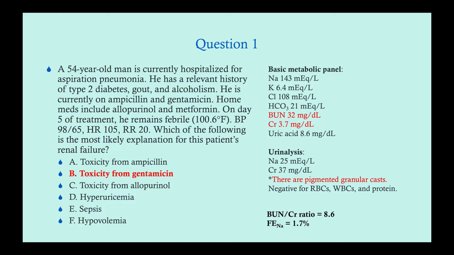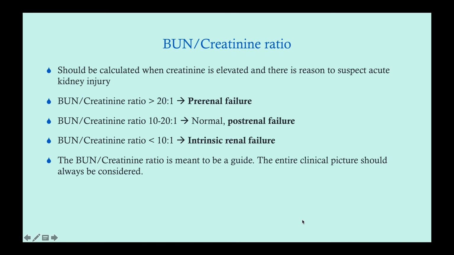Now you can express this as a number to another number, so like 9 to 1 or 12 to 1 or 15 to 1. I just divide it and get that important number, the first number. And so you take the BUN, divide it by the creatinine, you get 8.6. And that number is going to be very important. So the BUN creatinine ratio should always be calculated when the creatinine is elevated and there's reason to suspect acute kidney injury. The important numbers here are 10 and 20.